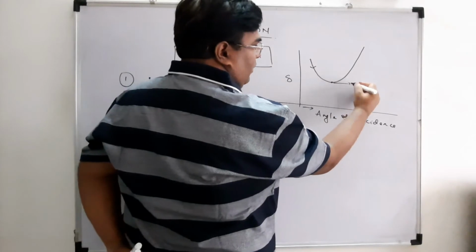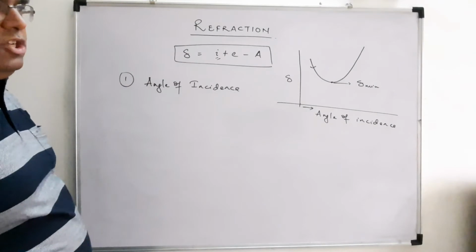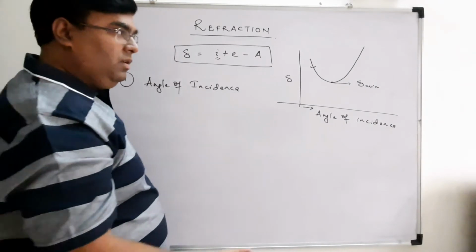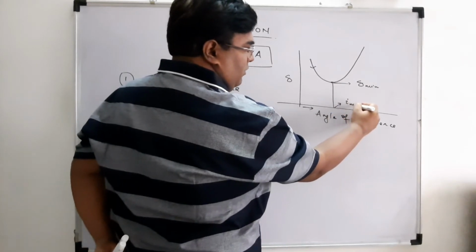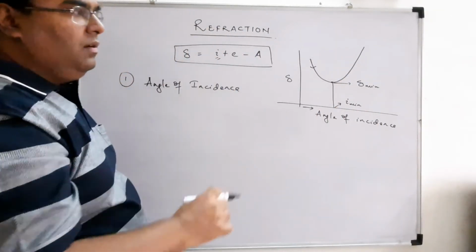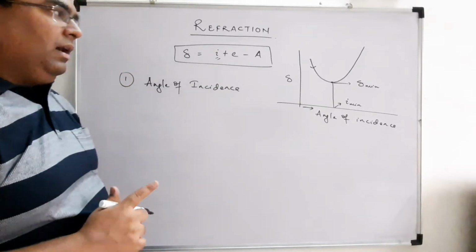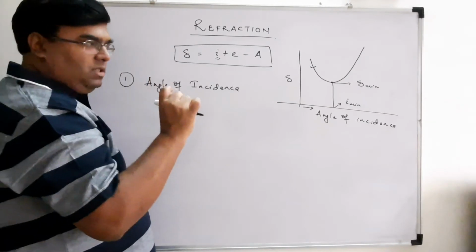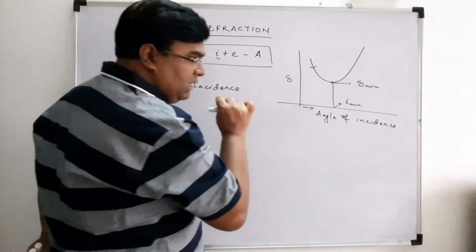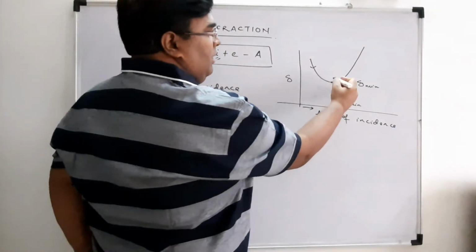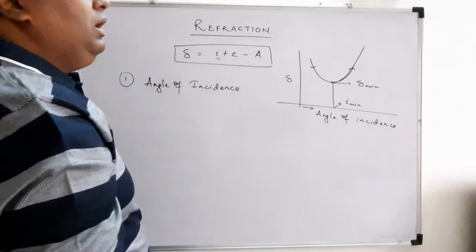This point we call delta minimum, right? We will reach a minimum point, and let us say this is the I for which my delta is minimum. I minimum doesn't mean the minimum I. I am saying I minimum is the I for which the delta is minimum. Okay, now if you further increase the angle I, what will happen? The angle of deviation starts increasing and it will keep on increasing.